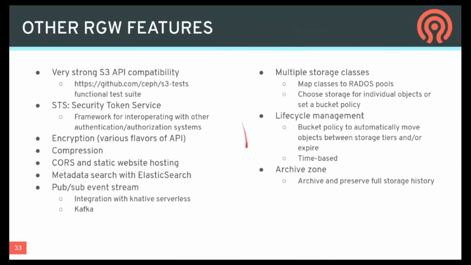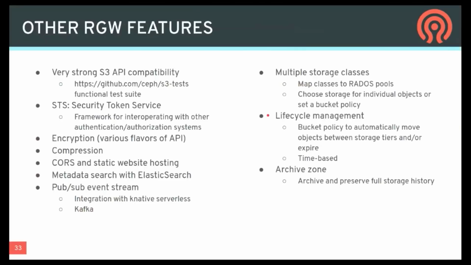RGW also has a number of tiering and storage policy related features. It supports multiple storage classes where those storage classes map to different RADOS pools. So you can imagine that you might have some RADOS pools that are erasure coded on hard disks and other ones that are replicated on NVMe devices for very high performance. When you put an object, you can specify which storage class that object might get stored in, or you can set policies on buckets so that all the objects in a bucket are either very fast or very slow, something like that. There's also support for a lifecycle management feature.